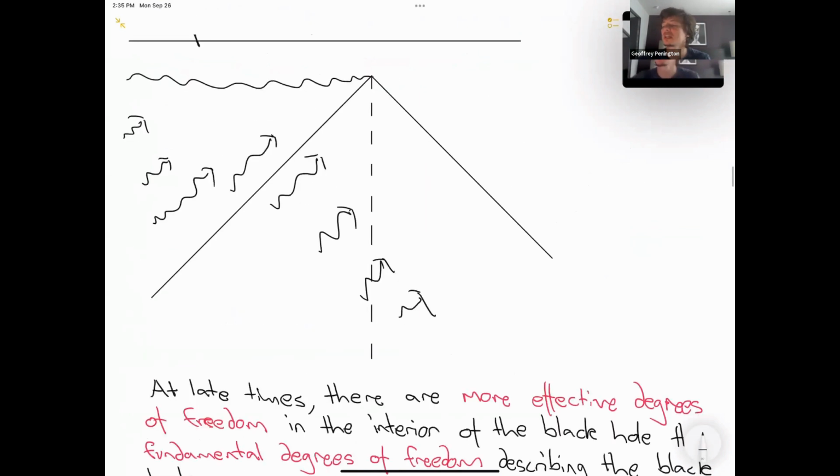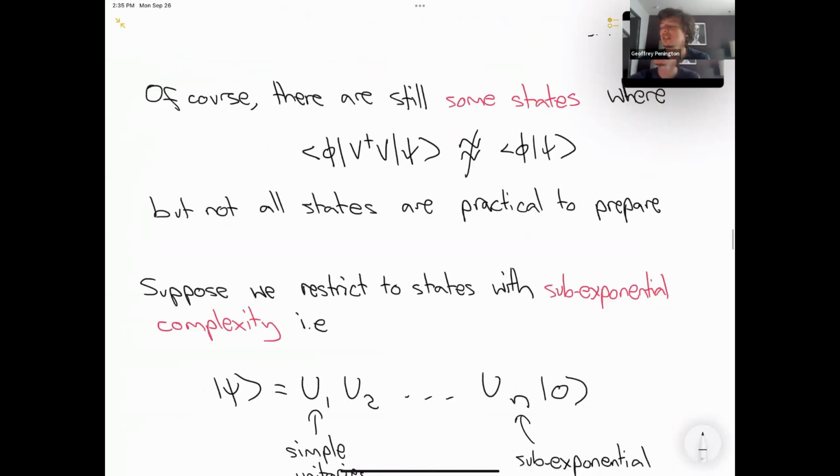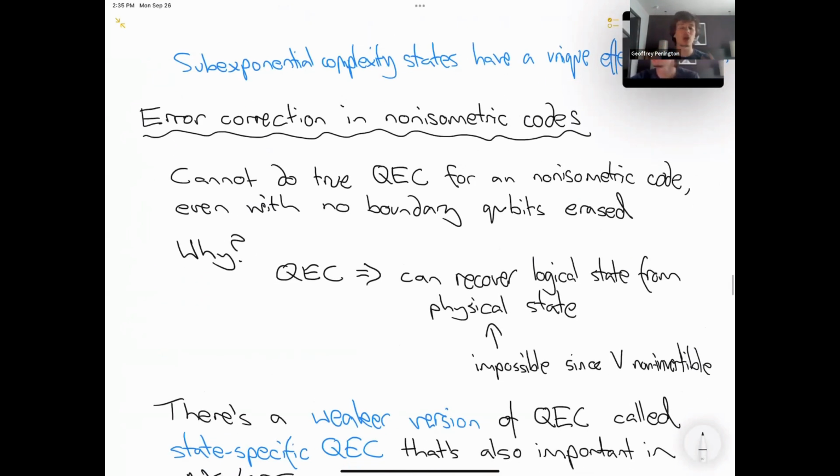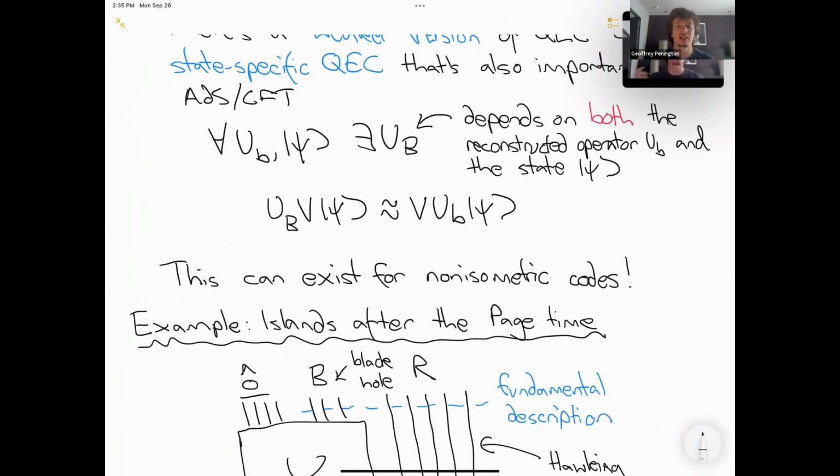Okay, all that we're going to change now is that it's only going to need to do that for one particular bulk state psi. In other words, we're going to allow our reconstructed operator that acts on the boundary to depend not only on the bulk operator that we're reconstructing, the effective theory operator that we're trying to implement, but also on the state psi of the effective theory that we're trying to act on.